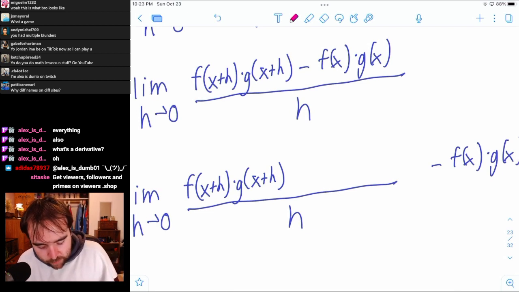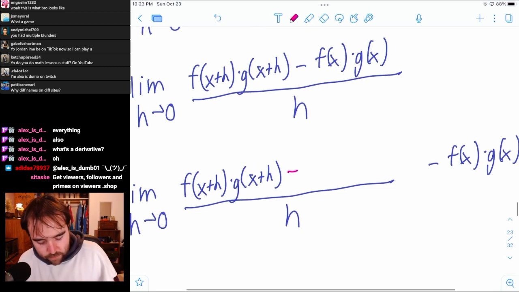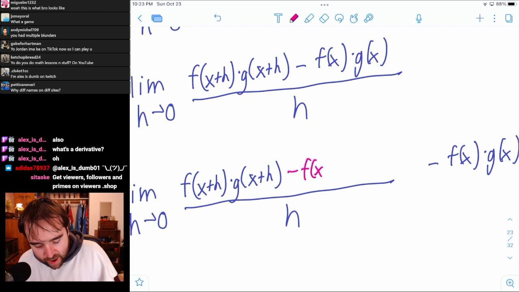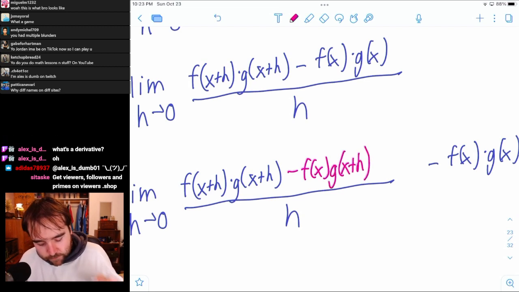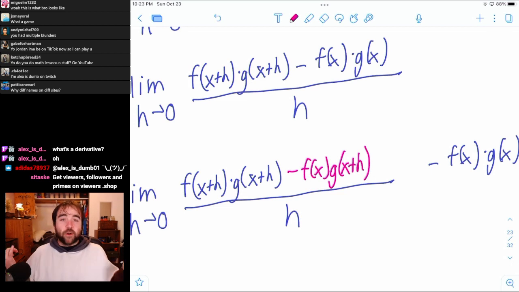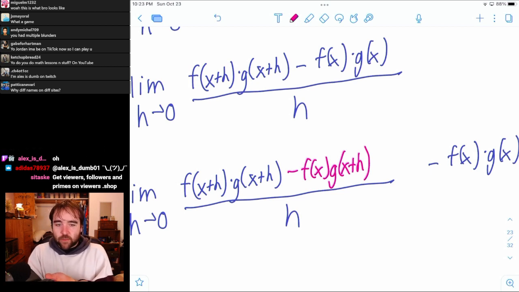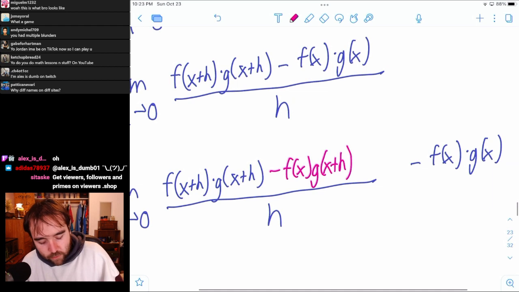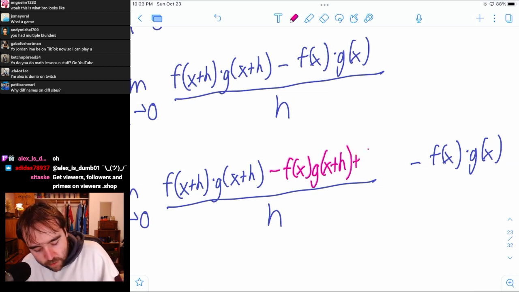We're just going to randomly subtract f of x times g of x plus h. We're just going to do it. Why are we going to subtract that specific thing? We'll see in a minute. But obviously, you can't just subtract a random thing. So we have to, in turn, add that random thing.